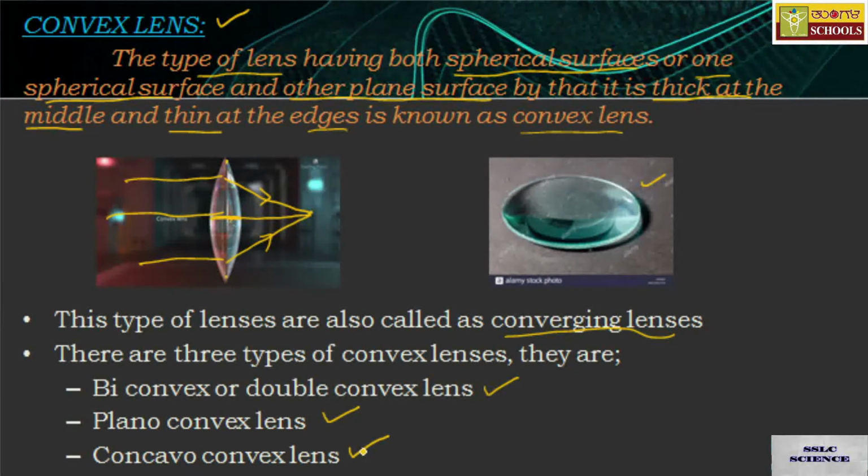So convex lens, we got that. It is the type of lens which has both spherical surfaces, or one spherical surface and the other side plane. By that, the middle portion becomes thick and the edges are thin. Okay, this is the convex lens. Now there are three types, as I said: biconvex lens or double convex lens, plano-convex lens, and concavo-convex lens. These are the three different types of convex lenses. So let us check those one by one.